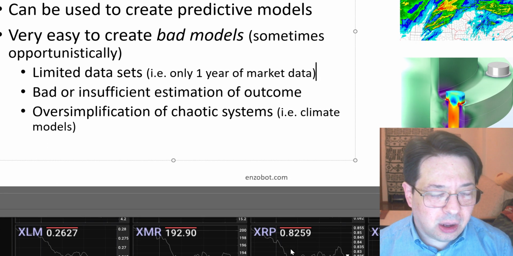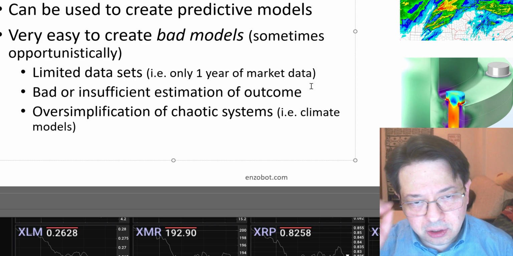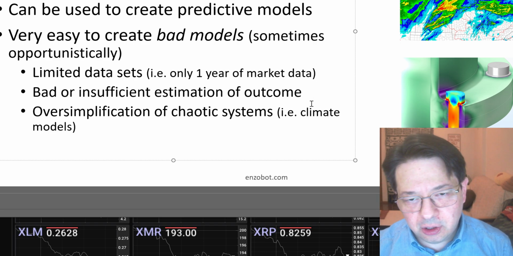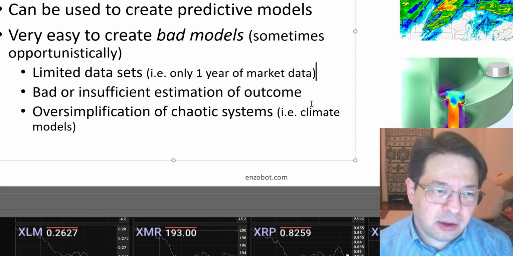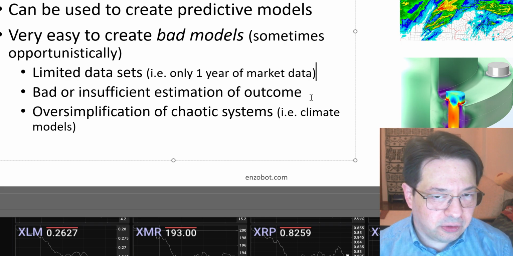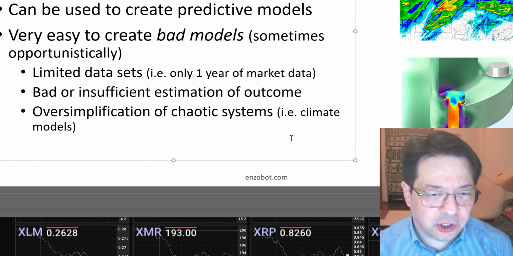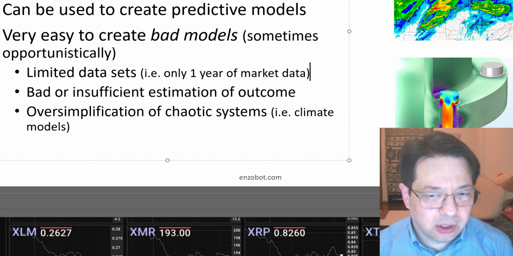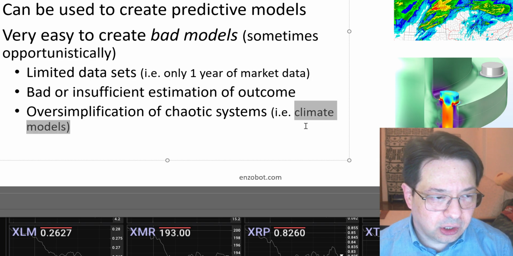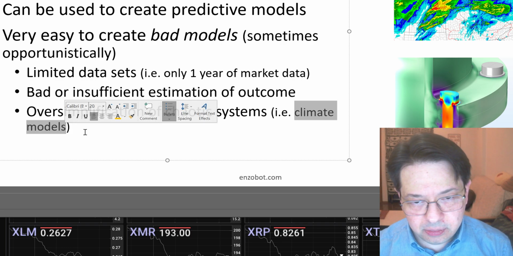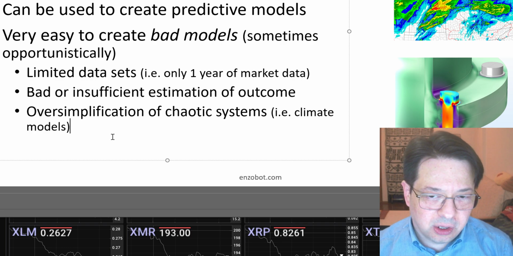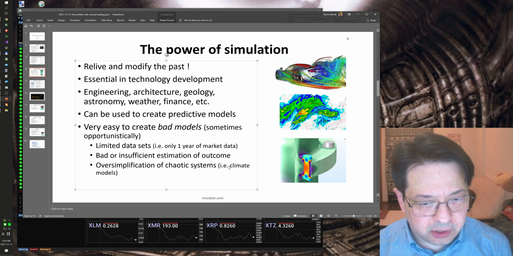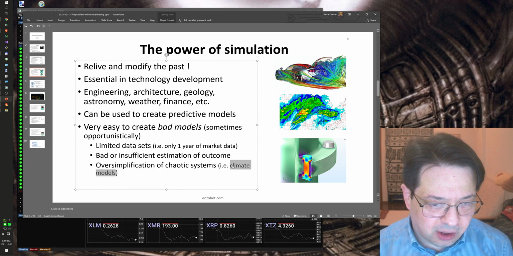It could also be that you have a bad estimator of the outcome. Let's say it gives you how much profit you made, but it doesn't give you the risk. It doesn't tell you how reliable that profit is, so maybe it's not very future proof. Or sometimes it could be oversimplification of a chaotic system, like high frequency data on the market, which is definitely very entropic. It could also be climate models, which I think by and large try to overshoot their ability to predict into the future. But that's a different discussion, though I think it's a very interesting example.